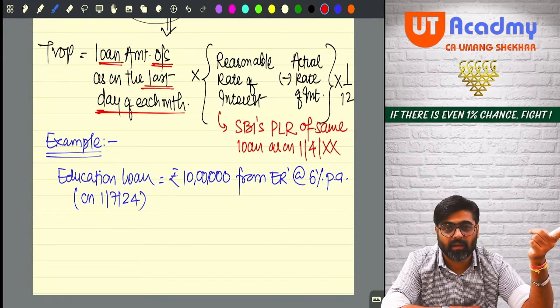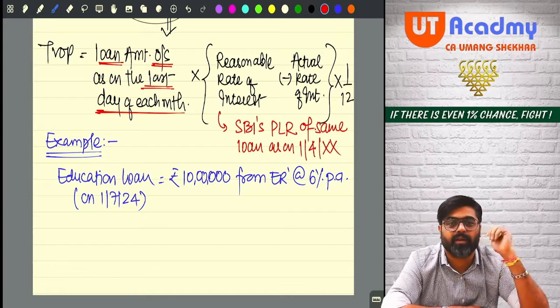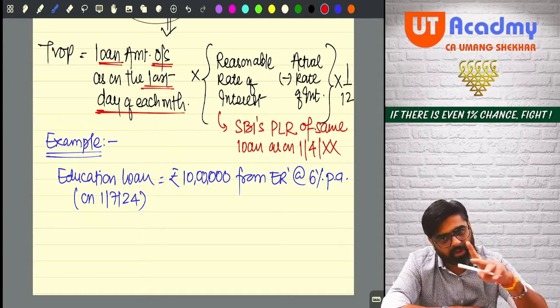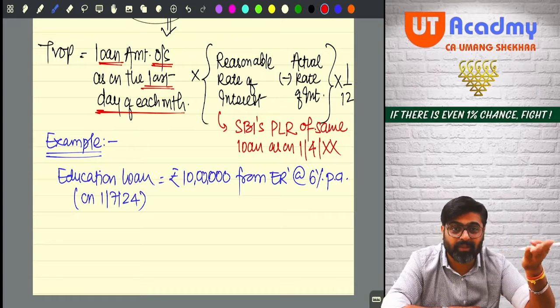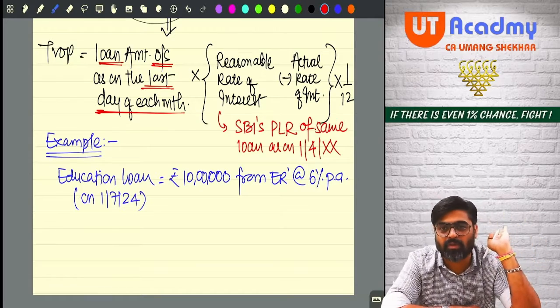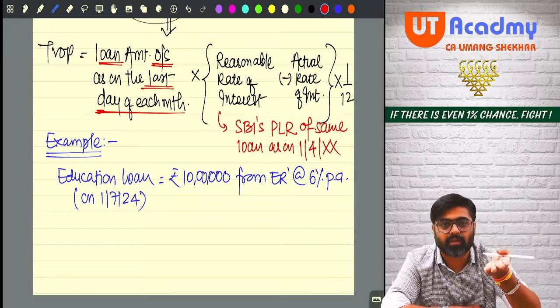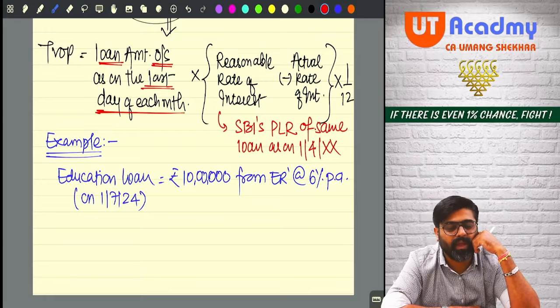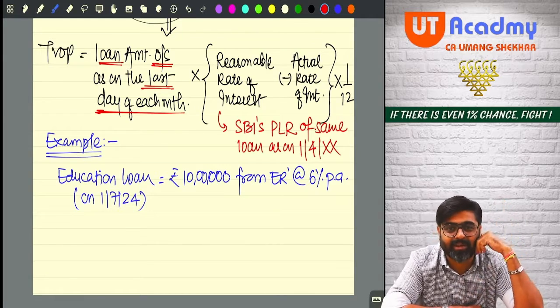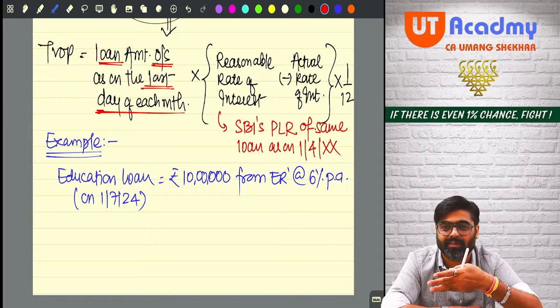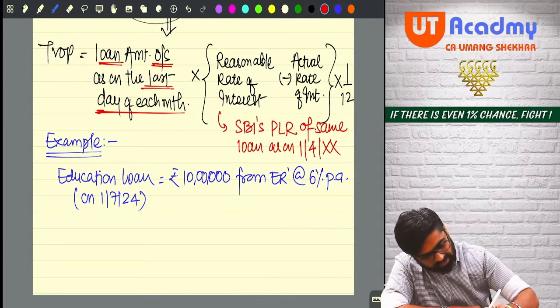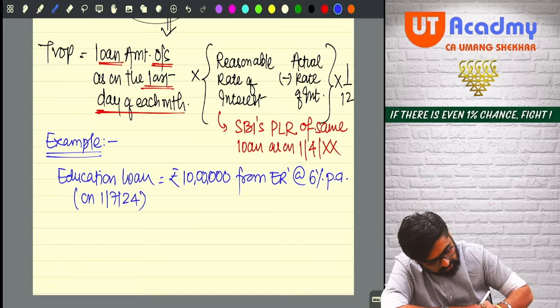Now compare that with the actual rate. In your question also they will give you how much is SBI's prime lending rate for such type of loan. So now you have to compare SBI's rate with this 6%. SBI's rate should be higher, and this should be lower, only then there is an interest benefit, no? What if SBI's rate is lower as compared to 6%? Then there is no interest benefit, no need to calculate also. Getting my point?